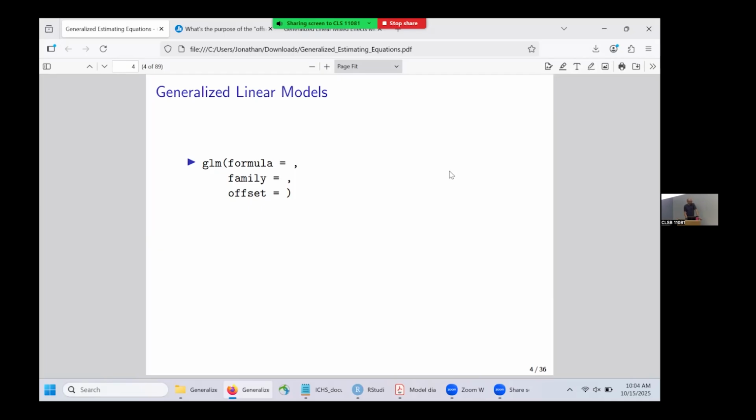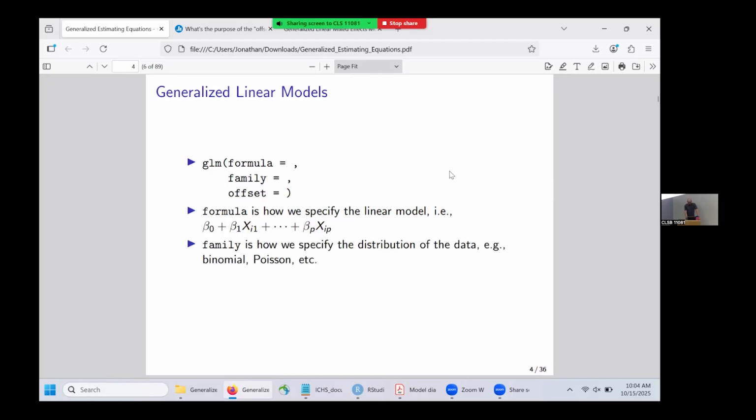So here I have glm, the classic R function for generalized linear models. I've just highlighted a few of the parameters for this function: formula, family, and offset. Obviously, these are not the only parameters you're going to use. Data is also pretty important. But these are the ones I want to talk about for now. Formula is how we specify our linear model: what explanatory variables are we including, any interactions, polynomial terms, etc. Family is how we specify the distribution of the data. Most commonly, we're going to be using binomial or Poisson.